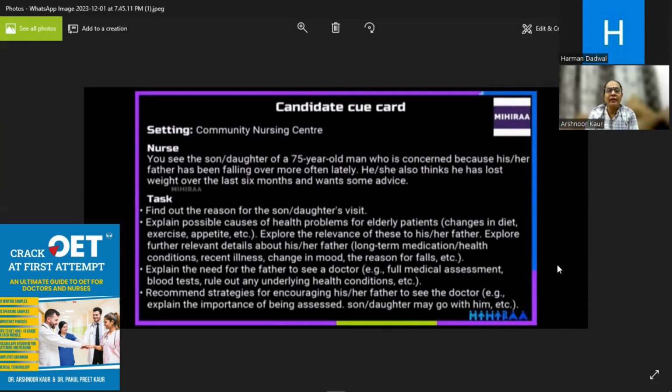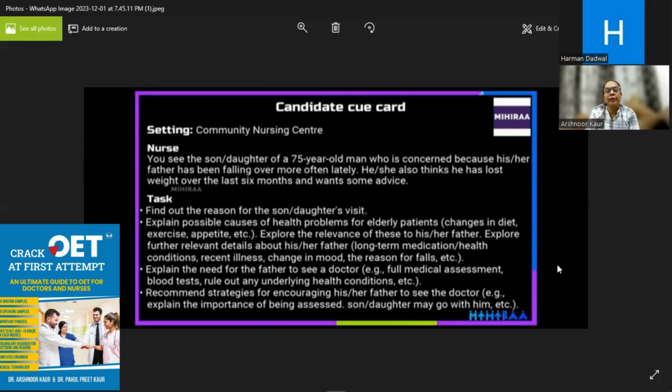And as the patient is already having episodes of falling, his daughter or son may tell you that nowadays my father is not doing any exercise because he has frequent falls and we don't allow him to go out for any type of exercise, or in the house also he is not able to do.